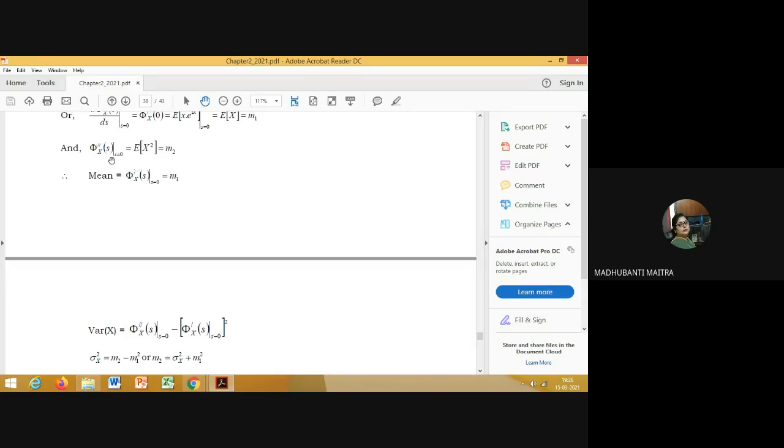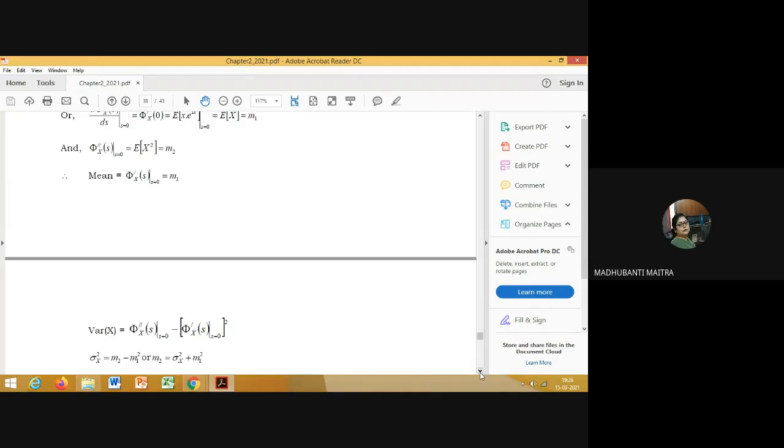So variance will be this one: the double derivative of the moment generating function at s equal to 0, minus the square, that means the first derivative of the moment generating function at s equal to 0, squared. The squared value of the first derivative of the moment generating function.